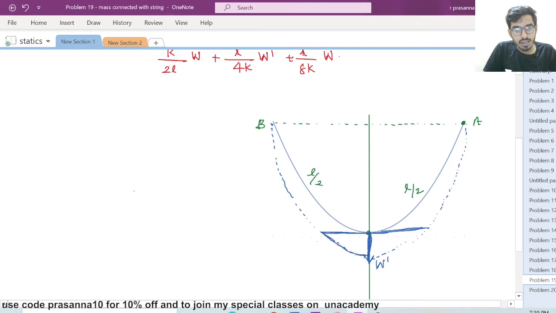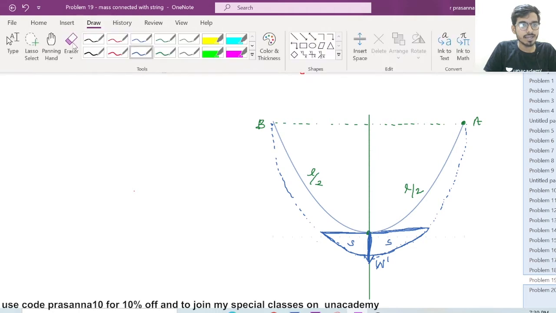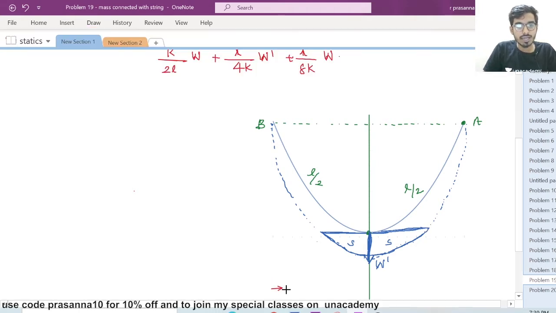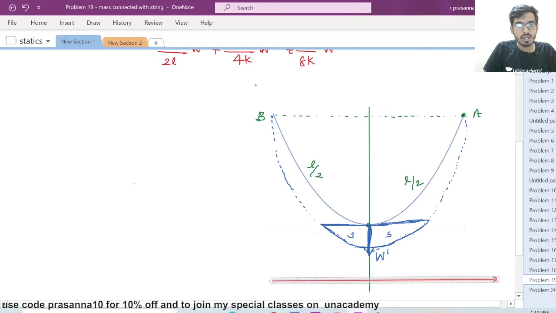So this length is increased after attaching a weight W dash at its middle point, right? Let this length be S, this length be S. So overall 2S length is increased after attaching a weight W dash. This is L by 2, this is L by 2, and if you want we can also complete the diagram. So we will draw the directrix and then we will draw tangents at both the points, right?